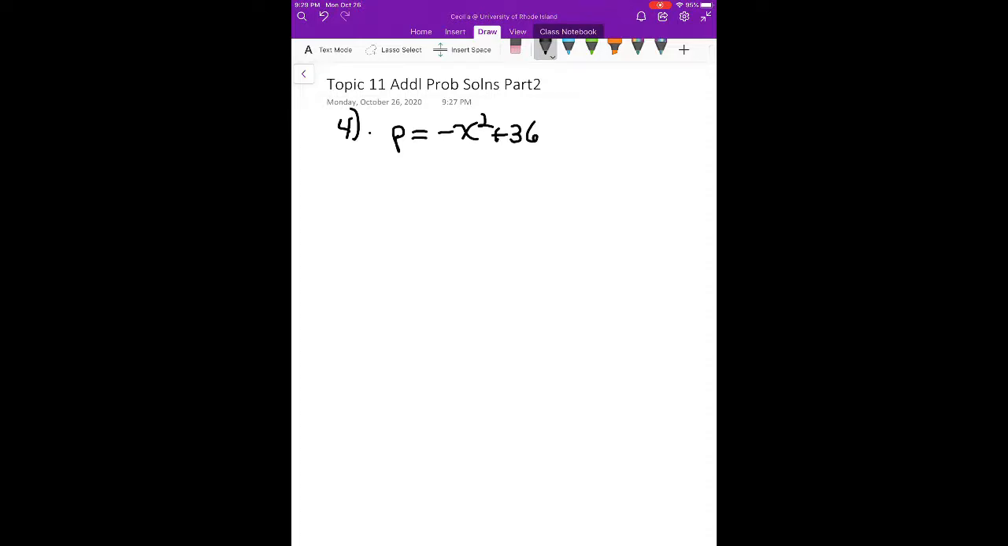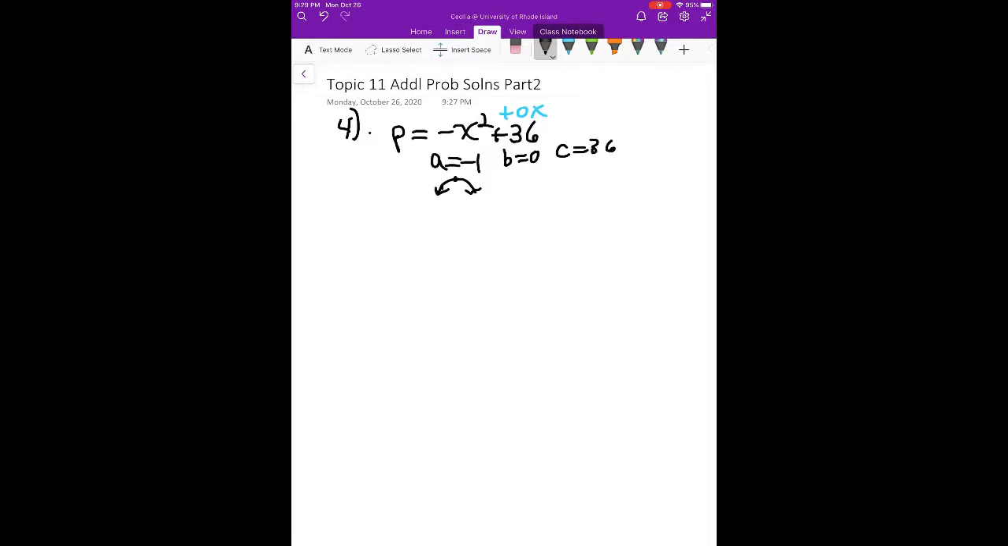Okay, so first thing we're asked to do is sketch the demand curve. All right, so let's go ahead and we see that this is a negative, so this is an A of negative 1, so that's negative. So negative frown opens down. There's implied plus 0x here, and then there's the plus 36. So from that we get that A equals negative 1, B equals 0, and C equals 36.